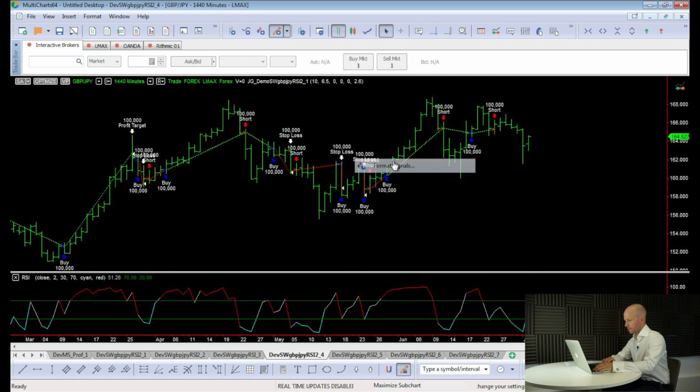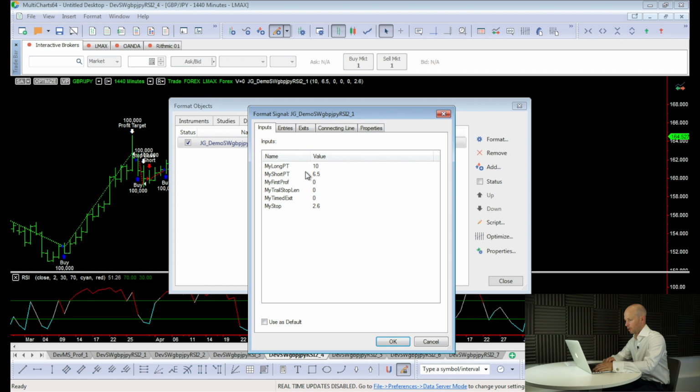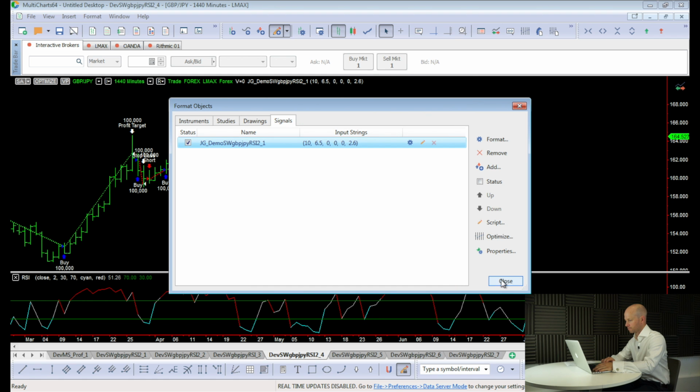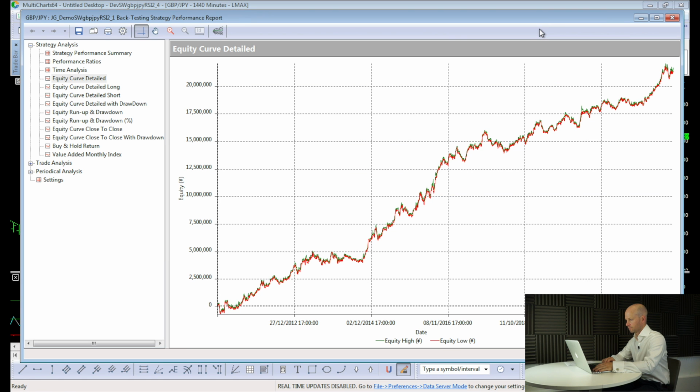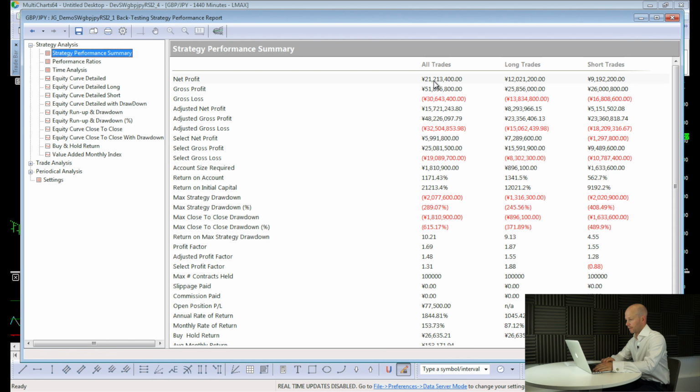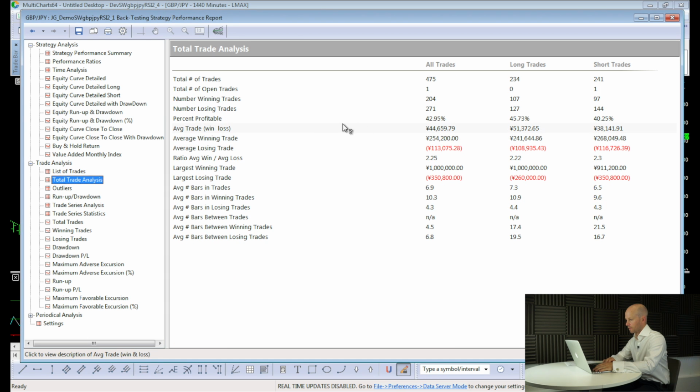So let's select the long profit target of 1,000, and short 650. And we've still got our 260 pip stop loss. There's the equity curve, probably a bit smoother. We know we're making just over 21 million now. Percent profitable is very similar. Average trade has increased again. Now we're up to 44.6 thousand yen.